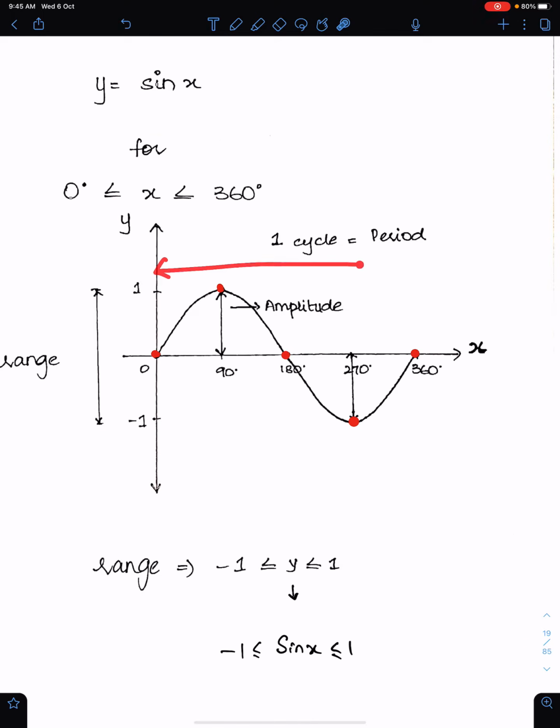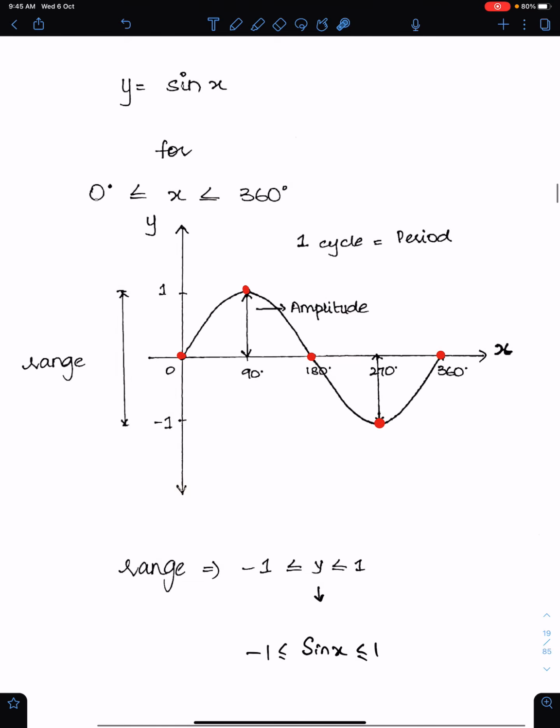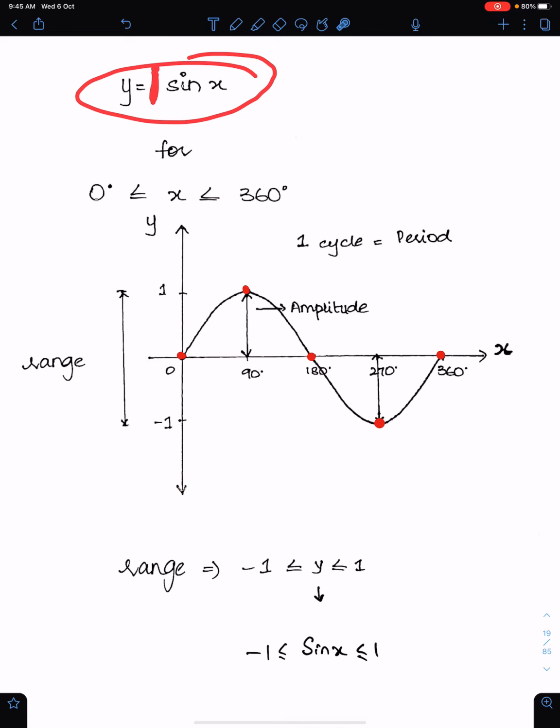And this means one complete curve, this means period. One cycle means period. And this is the amplitude of the sine function. Amplitude means distance from axis to the maximum point or distance from axis to the minimum point. Since amplitude is distance, it will always be positive. So you have to take positive 1 here. If I ask you to state the amplitude of this function, then you should write 1 because we have 1 here.